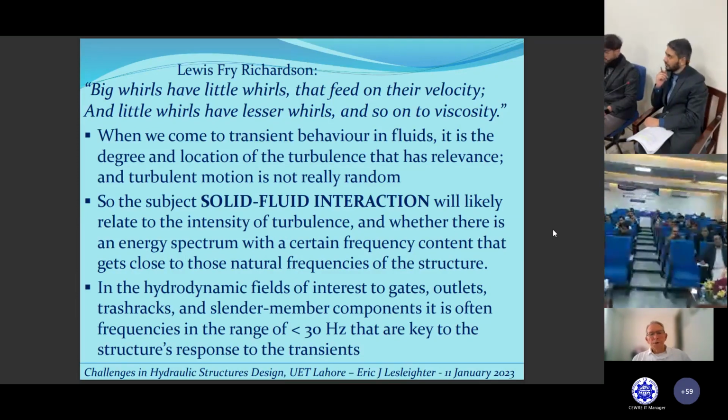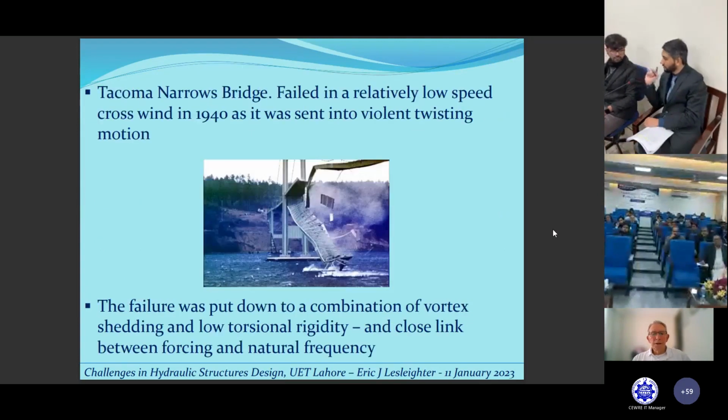The Tacoma Narrows Bridge failed in 1940 due to a relatively low-speed wind blowing sideways. The designers didn't really appreciate the fact that vortices are shed by flow passing over a structure such as that. It vibrated severely and dropped into the bay. So the failure was put down to the combination of vortex shedding and low torsional rigidity.